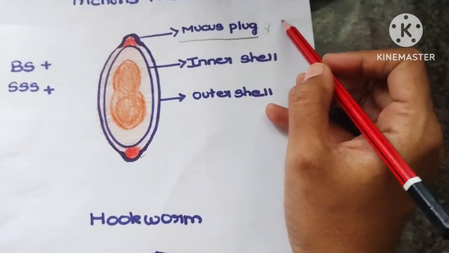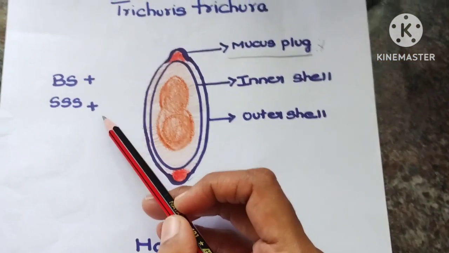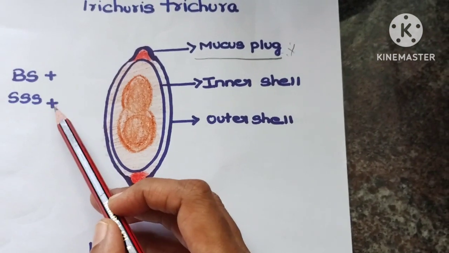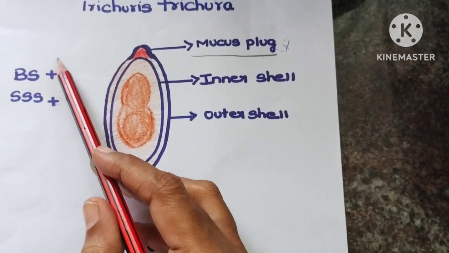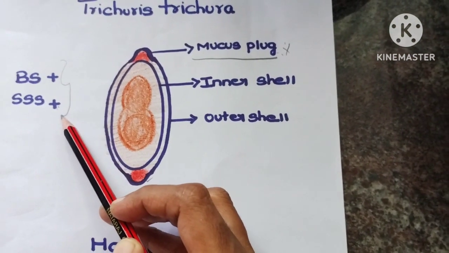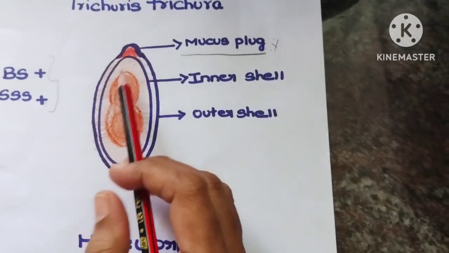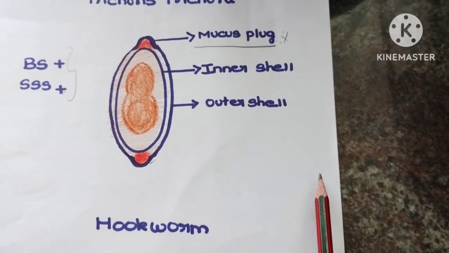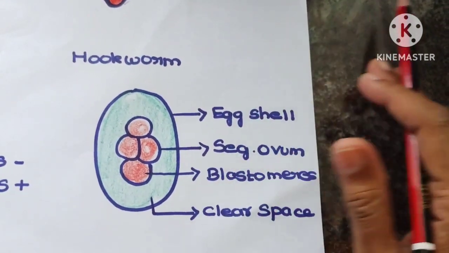Next, it is a bile stain and it will float in a saturated salt solution. I think you don't need to remember this for the time being. There is a separate mnemonic and I will be posting it in the video. So next, it is a hookworm egg.